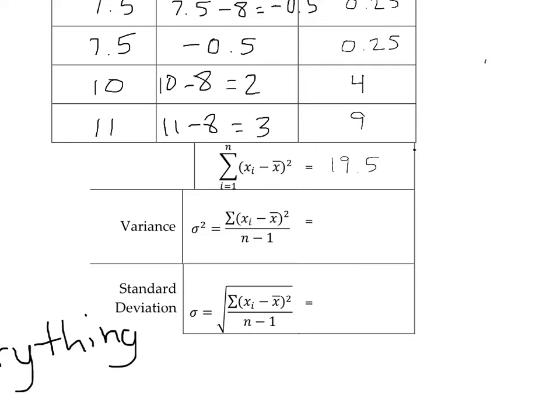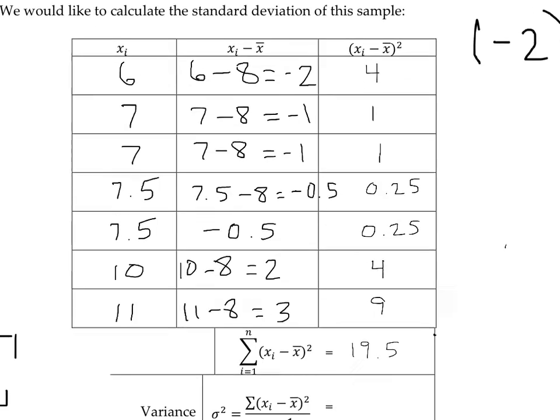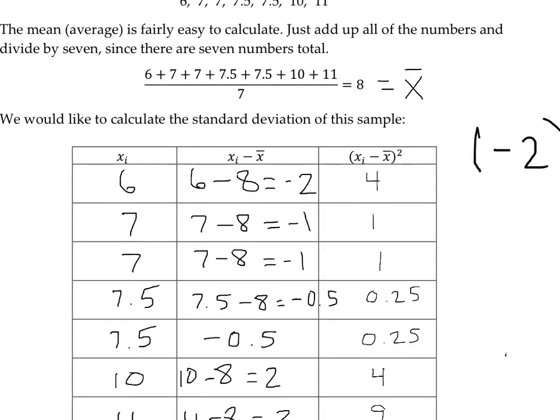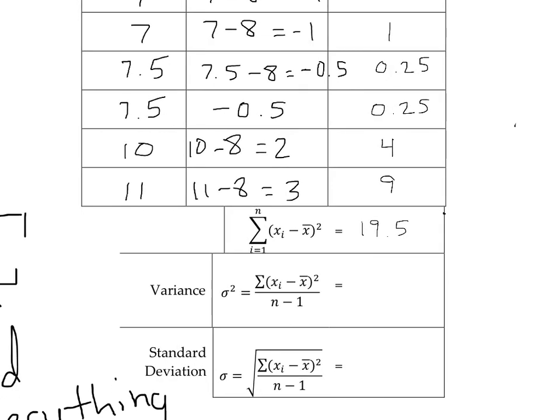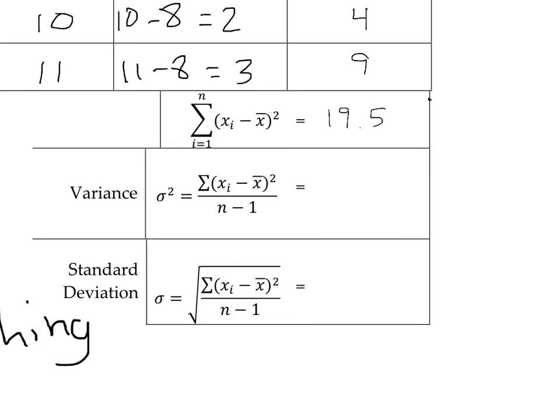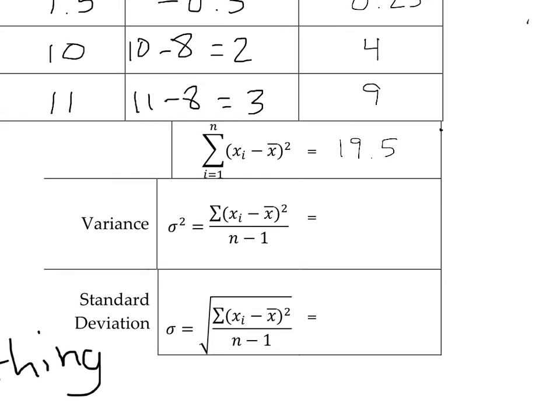Now, the reason that we're dividing by n minus 1 instead of n is that we have a sample here, and if we had had a whole population, then we would just divide by n. It's kind of like taking the average, but since we only did a sample, we're going to divide by n minus 1. And by the way, remember, n was just the number of data points we had. We had 7 data points. So we're just going to take 19.5 divided by 6. Okay, so 19.5 divided by 6.